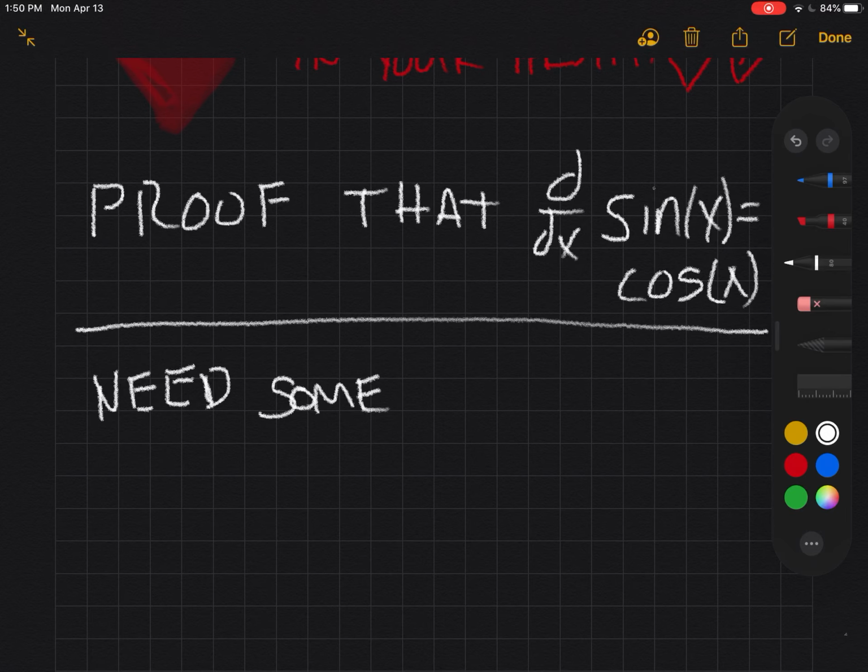So we're going to need, that was a great way to spell need. Whoo, that quarantine's getting to her. We're going to need some facts for this proof.